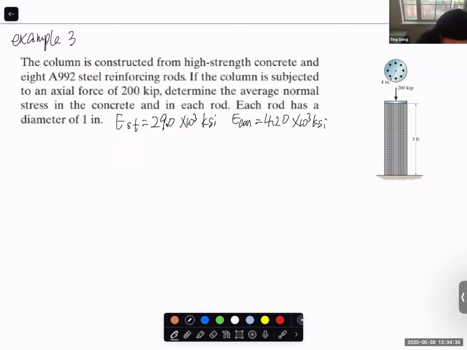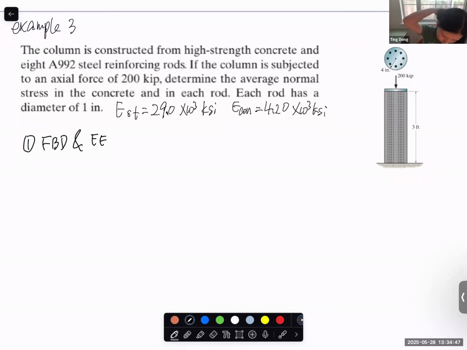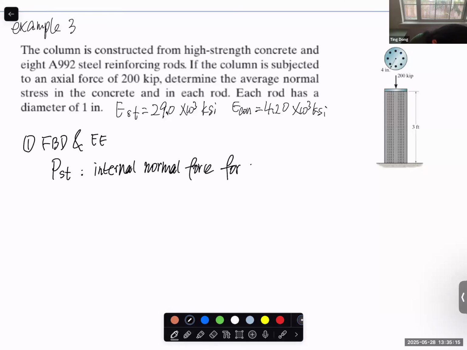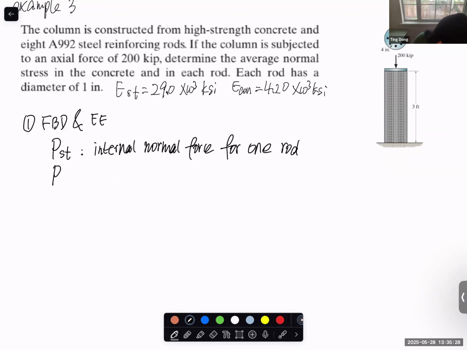Again, let's first do the free body diagram and equilibrium equation of the structure. Let's assume that P steel is the internal force for each single steel rod. For one rod, we have 8 in total. And P concrete is the internal normal force for concrete.